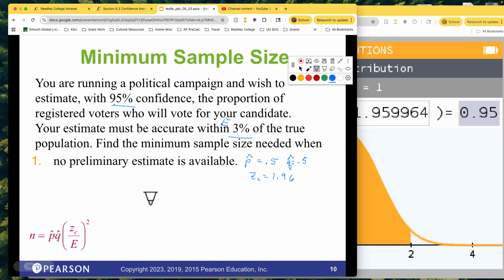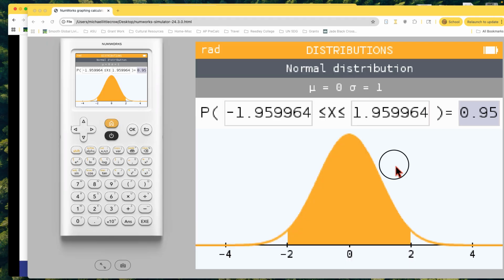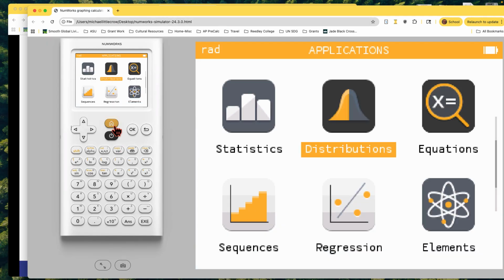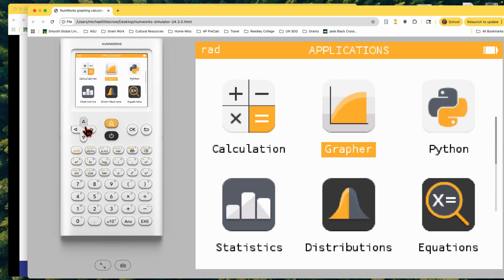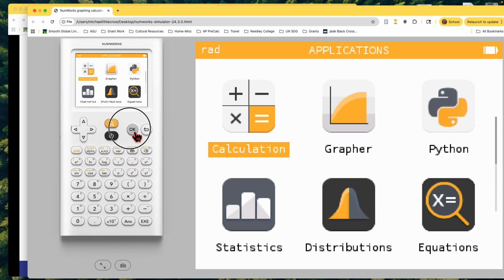And so we just use this formula. It's going to be 0.5 times 0.5 times 1.96 divided by the error, which they gave us was 3%. So 3% as a decimal is 0.03, and then we square that. Okay, so we just follow the formula, plug things in, and then we can do all those calculations from the regular calculator.